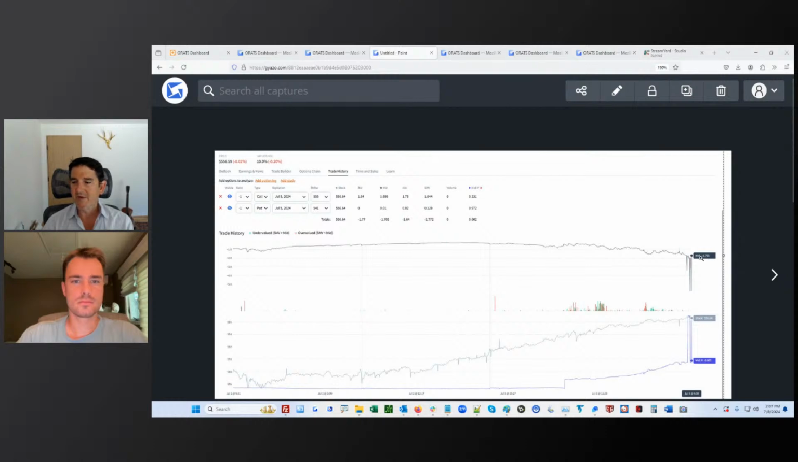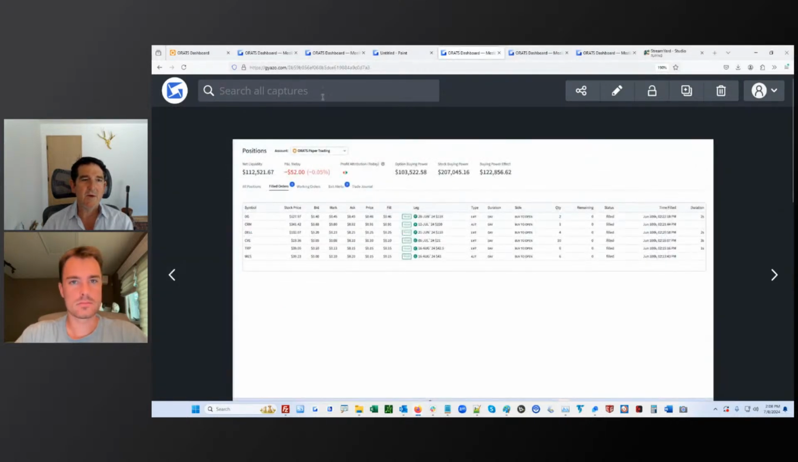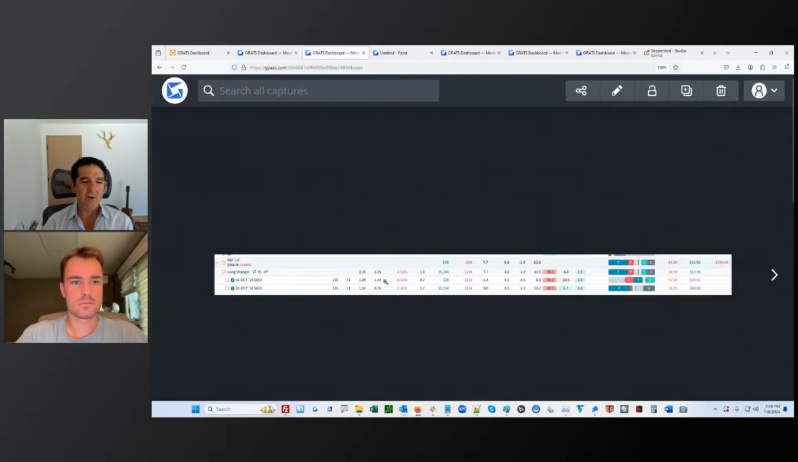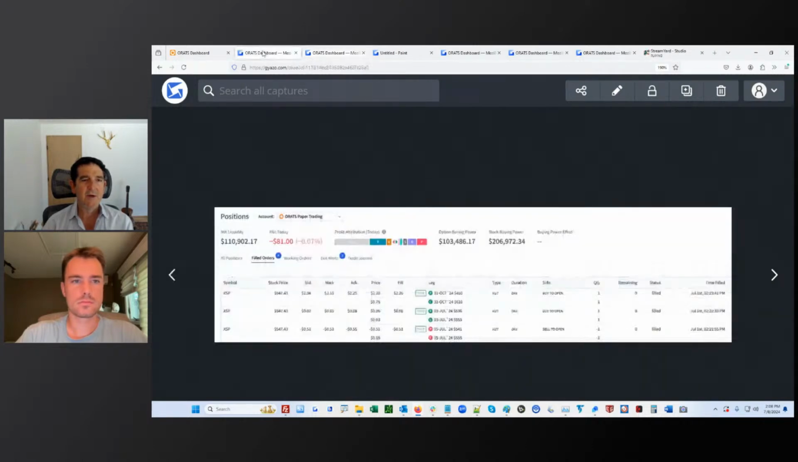We sold it for 50 cents. We bought it back in for $1.70, so $1.20 on that one. And let's see, we made money on the long strangle, not nearly as much, 13 cents. And then the other one expired worthless as well. So that the XSP, not so good.